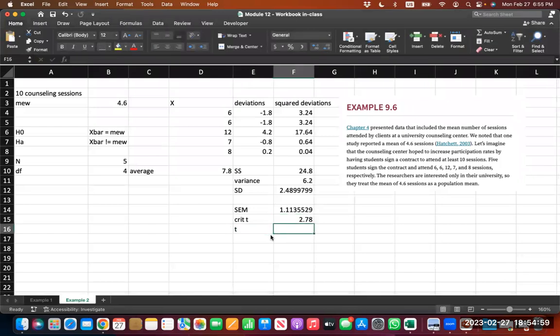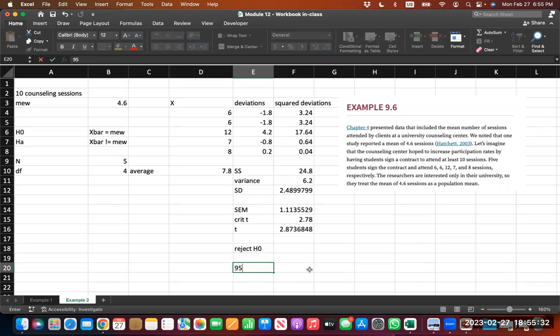We're calculating next our t, which is our sample mean minus our mu, divided by the standard error of the mean. That gets us a t of 2.87, which exceeds our critical t. And we are now rejecting the null.